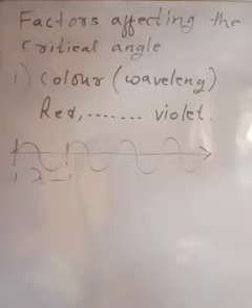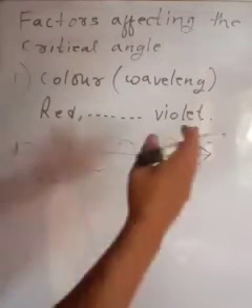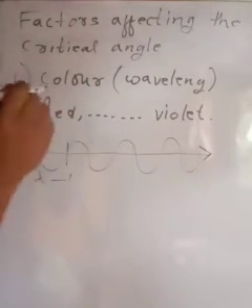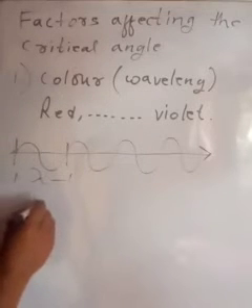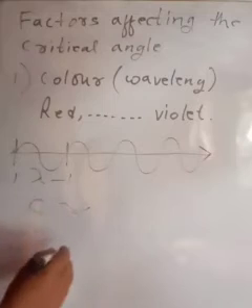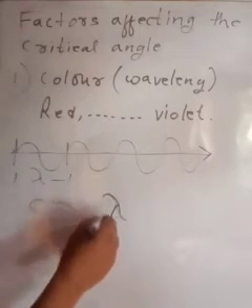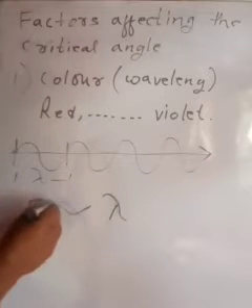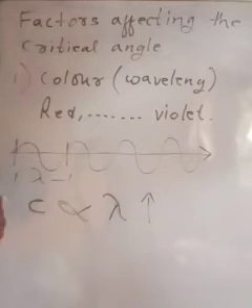Now if you increase the wavelength, it might be small or it may be very large. If you increase the wavelength, then its critical angle also will increase. So critical angle C will increase if the wavelength is also increased. This lambda is called wavelength, C is critical angle. Critical angle is directly proportional to wavelength. It means when wavelength increases, then critical angle also increases.